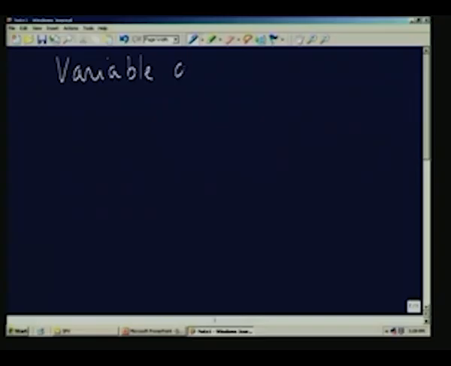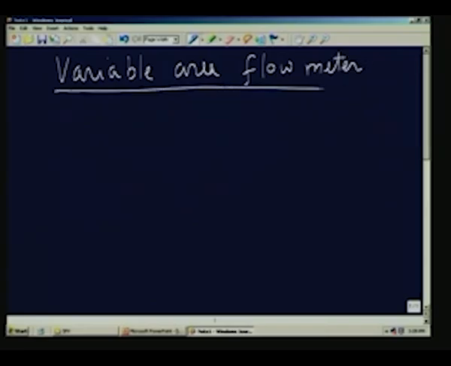Variable area flow meter. We will look at the principle of operation of such a meter. Basically what we do is we assume that the flow is that of an ideal fluid, that means there is no viscosity, and then we look at the flow through a tube of variable cross section or variable area for the flow, and assume that the flow is one dimensional and steady.